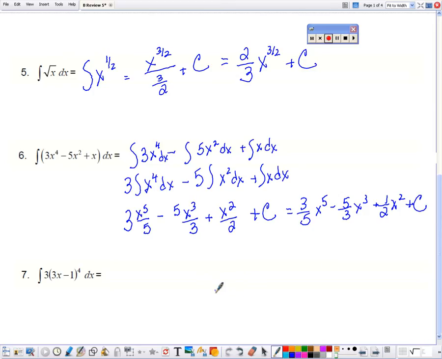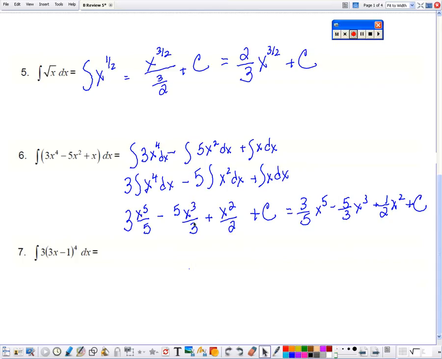Now for number 7, we have to use the general power rule. So looking at the 3x minus 1 to the 4th, I'm going to let u equal 3x minus 1. So that means du dx is 3.